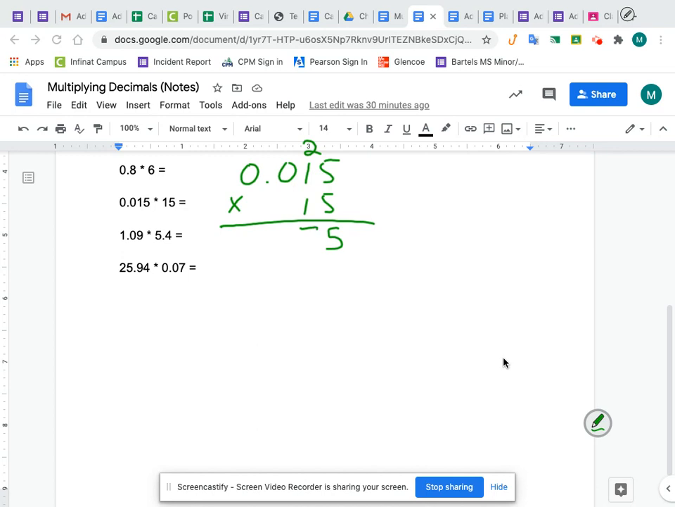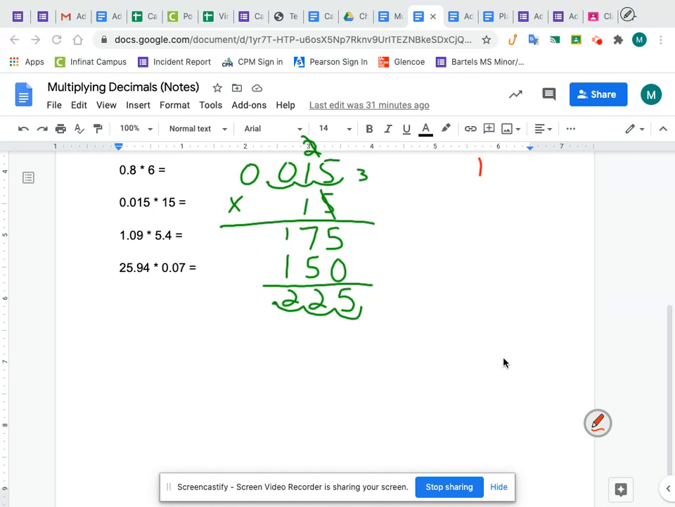5, 7, 5, 1. I don't need to worry about the 0 there. Multiplying is just going to give me a 0. So 5, 7, 12. So now I come up here, 1, 2, 3. So I actually have 3 places behind my decimal point. So I come down in my answer, 1, 2, 3, and my final answer ends up being 225 thousandths.